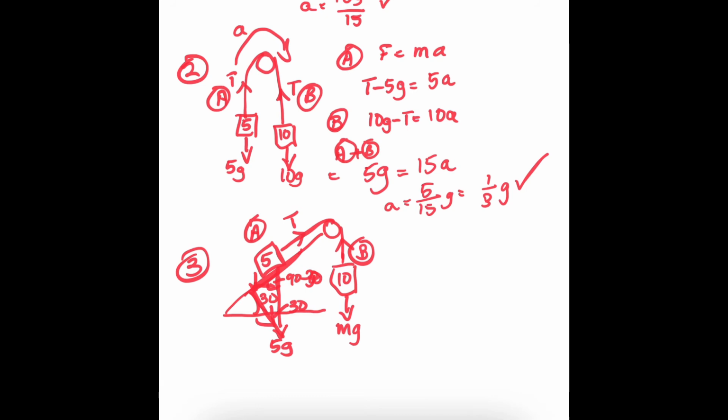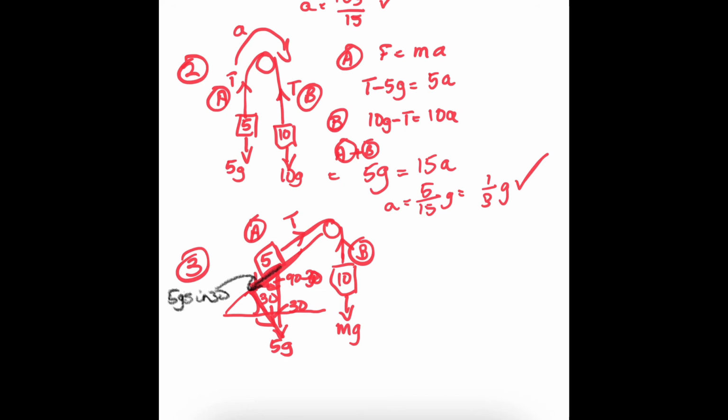Okay, so now you can write the formula. Down the plane, you've got a force of 5g, and it would be sine 30. 5g being the hypotenuse of that triangle, and it's going to be opposite the angle, so 5g sine 30 is acting down the plane. So let me just correct that. It should be 5g.